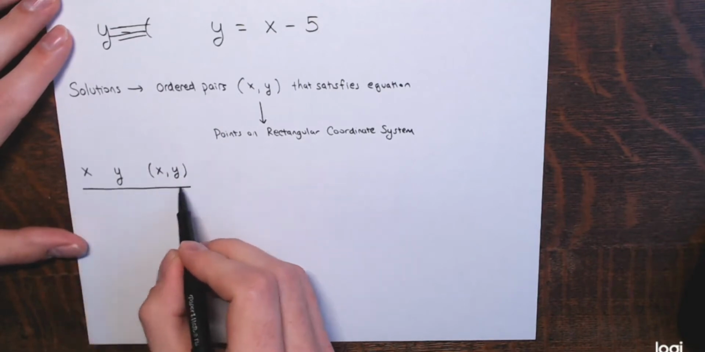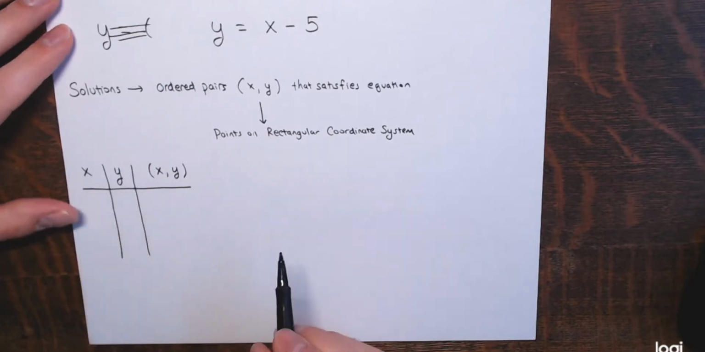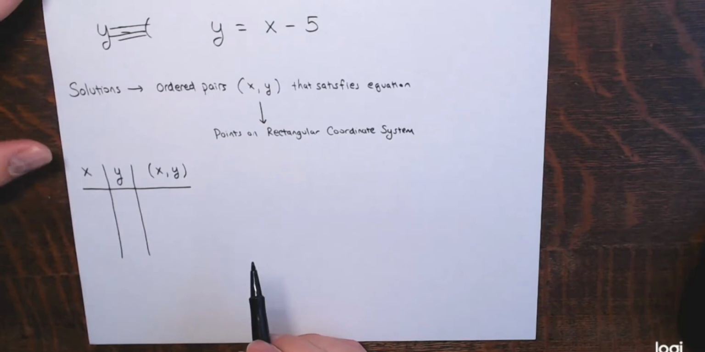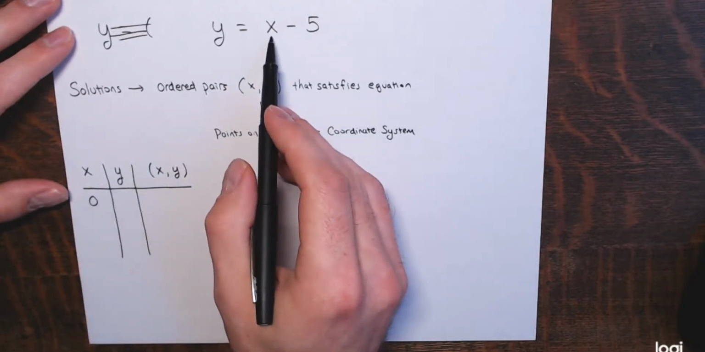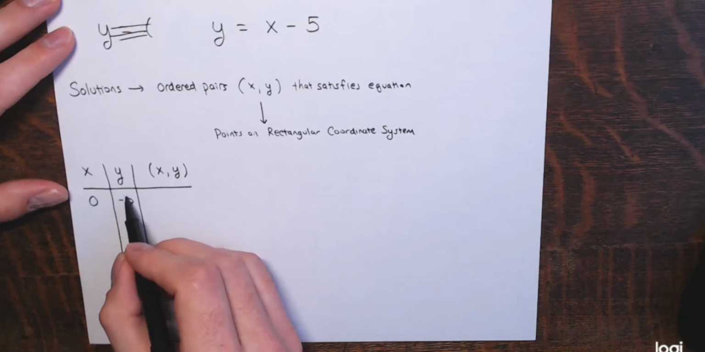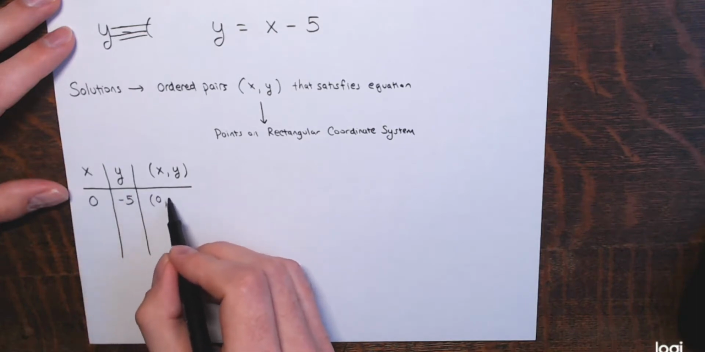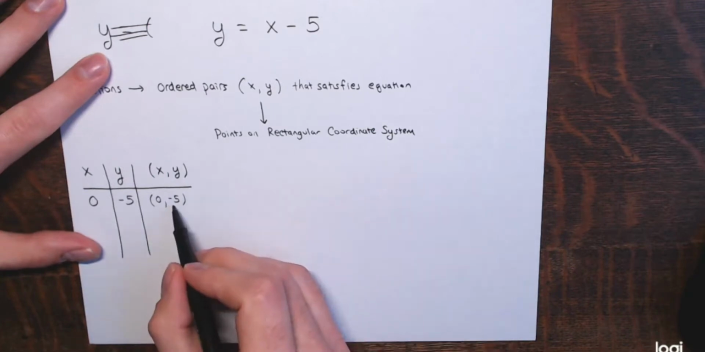And all we're doing here is looking for, you saw this in section 4.1. So like if x were 0, right, if x were 0, y would be equal to 0 minus 5 or negative 5. Y would have to be negative 5. The ordered pair 0, negative 5 is a solution of the equation.